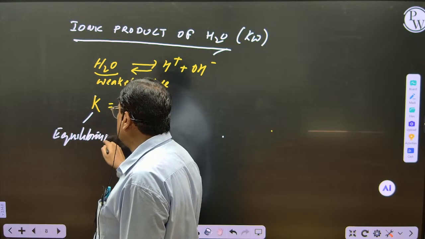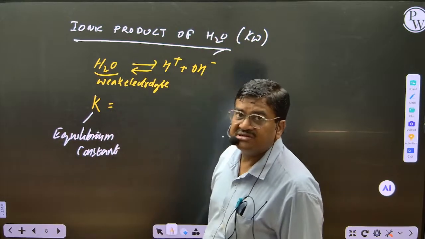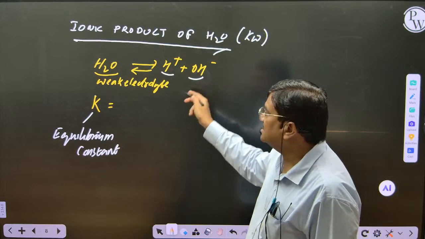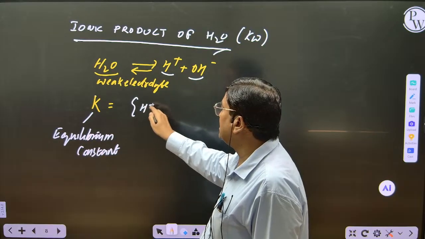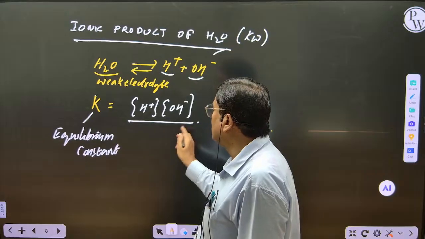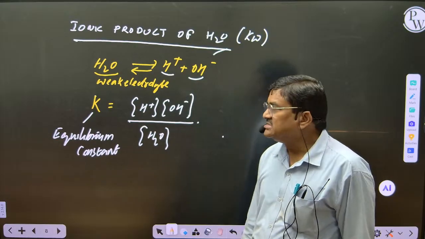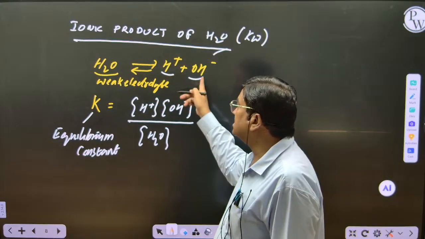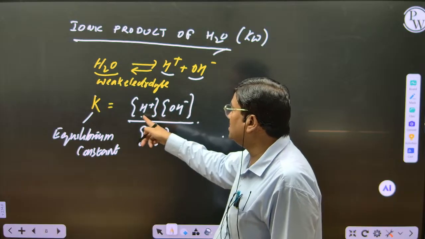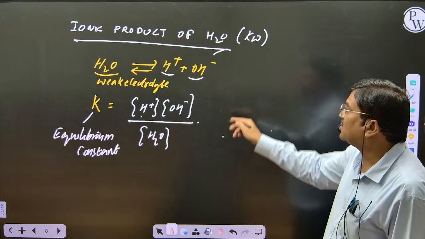The equilibrium constant is product concentration by reactant concentration. Here the products are the H plus ion and OH minus ion. So here I am writing K equals H plus ion concentration into OH minus ion concentration upon water. Equilibrium constant is written as product concentration by reactant concentration. Up to this understood? Copy it.